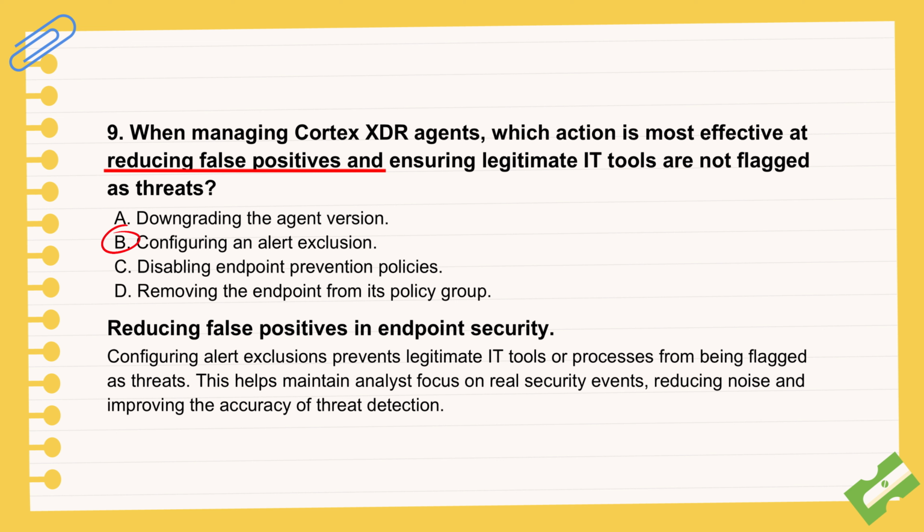And this raises that important question about the constant balancing act, doesn't it, between robust security vigilance and maintaining operational continuity and the user experience, too. Configuring these alert exclusions ensures that routine IT ops aren't constantly flagged as threats, which is crucial for minimizing disruption while still keeping effective security monitoring going for actual threats. It's about smart tuning, really, making the security system work with the business, not against it.